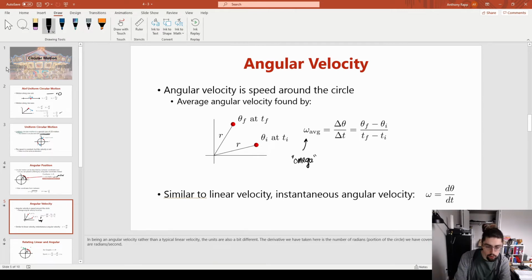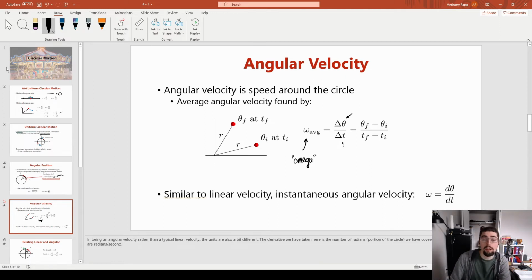And just like our description of linear velocity, if we take the change of position over the change of time, we get the rate of change of position, right? Velocity. Change of position in angular terms, divided by change of time, gives us the rate of change of angular position, angular velocity. So this means exactly the same thing.